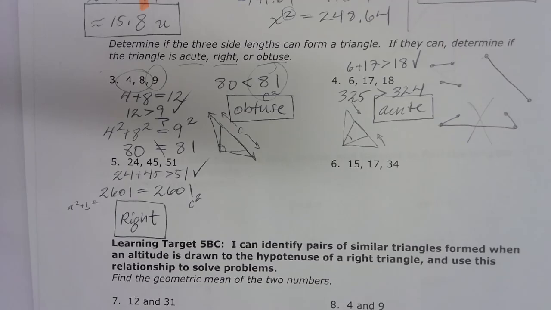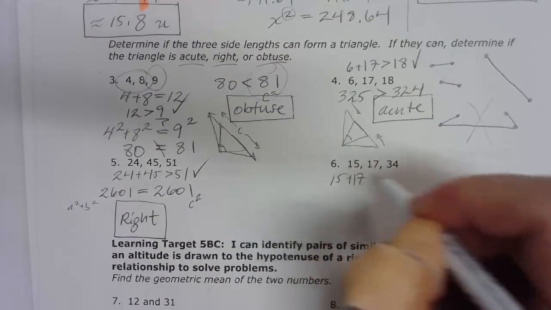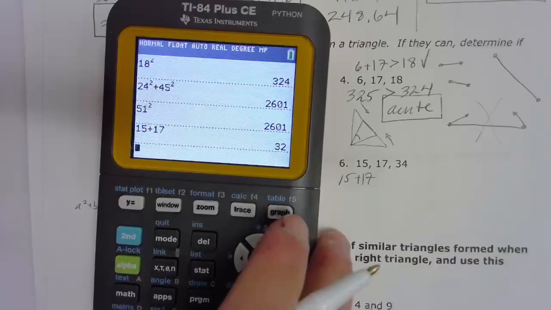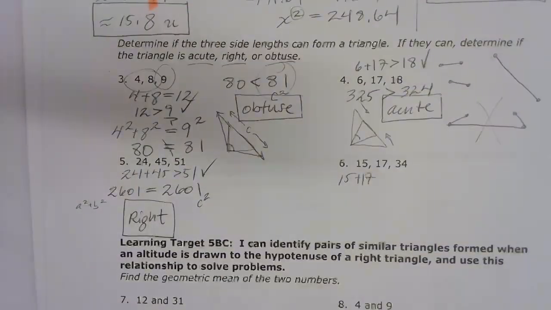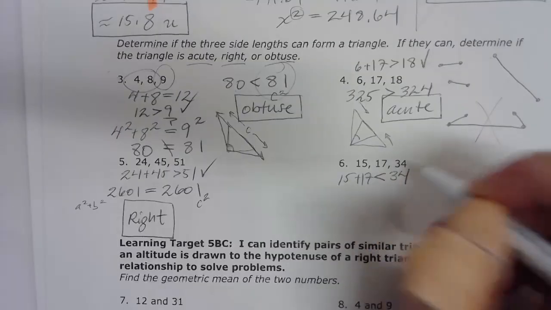For our last one here, same business. 15 plus 17 is actually equal to 34. Look at this. 15 plus 17. I'm crazy. It's less than, my fault. It's actually less than 34. It's only 32.